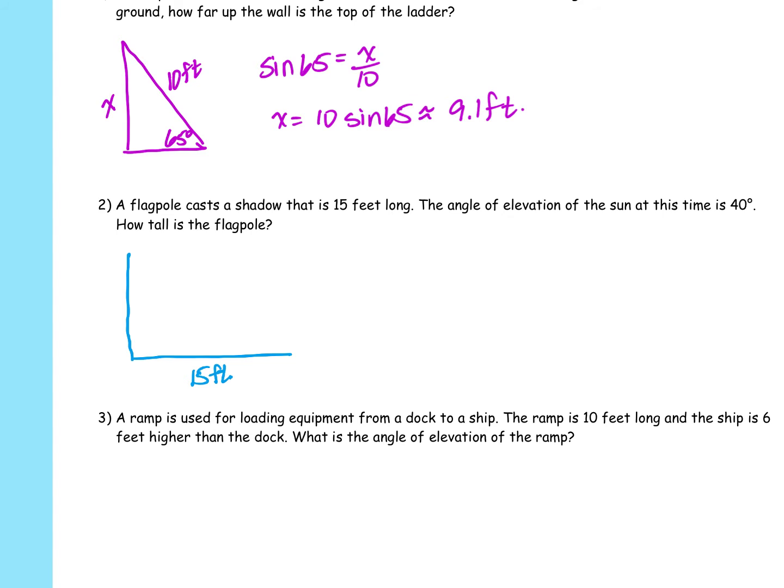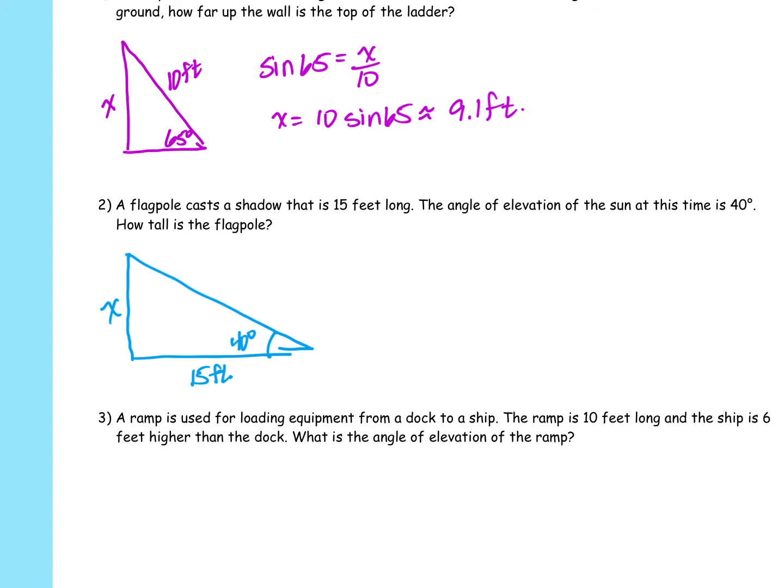The angle of elevation, so this is me looking up. This angle here is 40 degrees, of the sun at the time. How tall is the flagpole? They want to know how tall the flagpole is right there. If you take it little pieces at a time, it tells you where to put all the numbers, right? This is where most people get confused on story problems, is where to put everything.